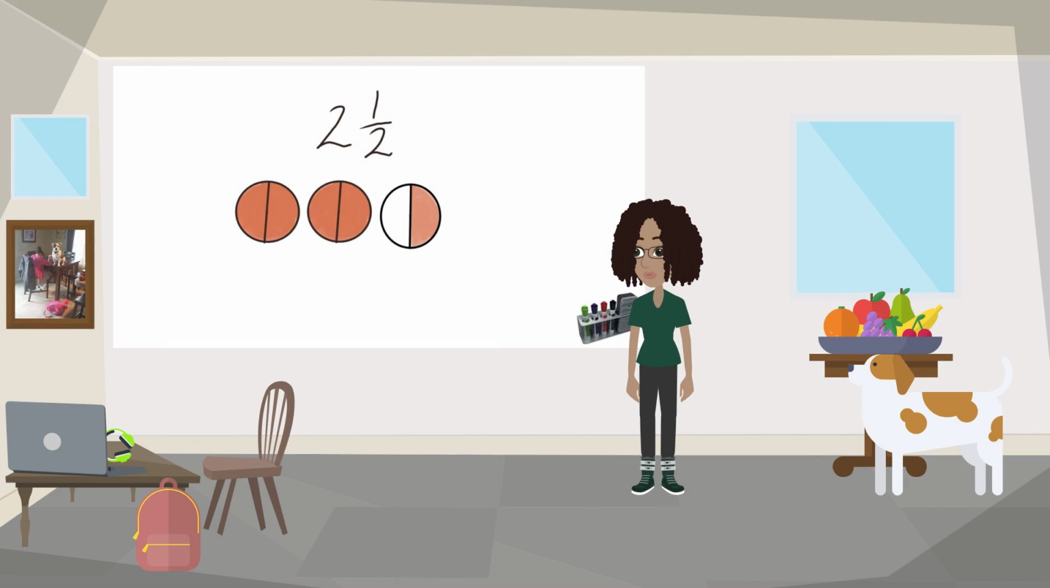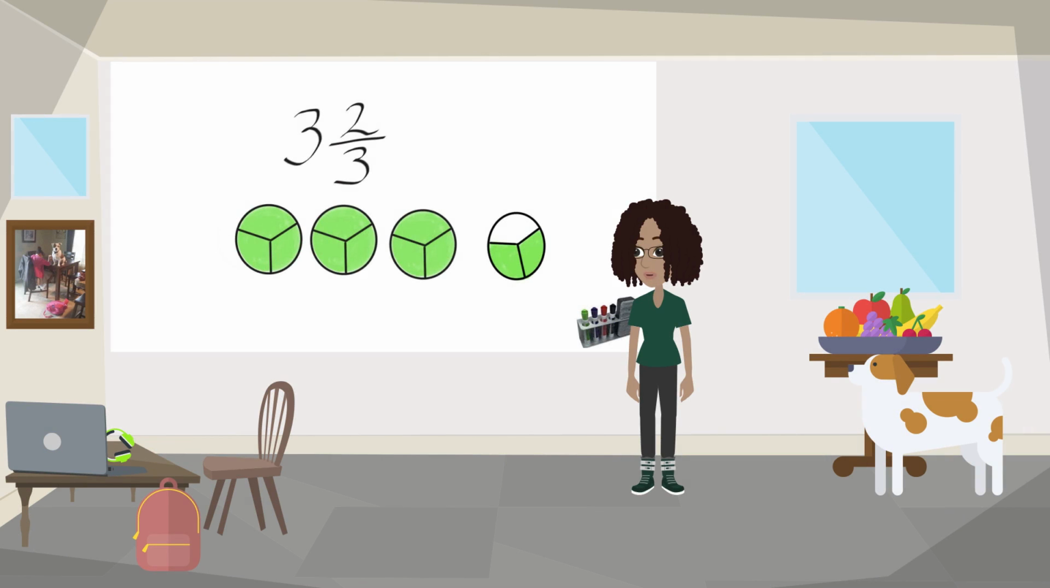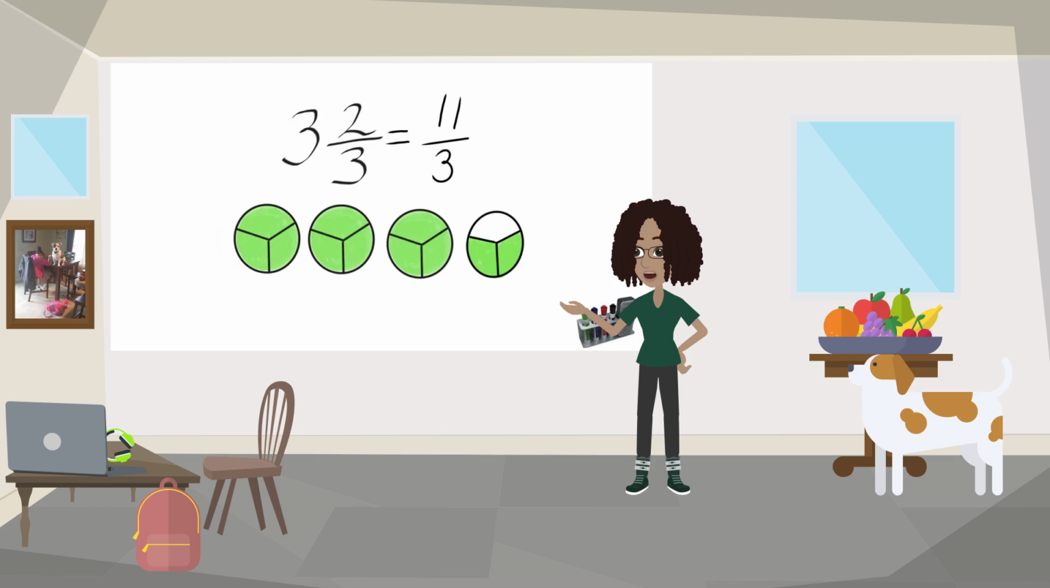Consider 2.5. There are 5 halves. 2.5 is equal to 5 halves. Let's look at one more example. Look at 3 2/3. If you count each third, you will see there are 11 thirds. 3 2/3 is equal to 11 thirds. You don't have to write visual models in order to convert mixed fractions to improper fractions. There are 4 simple steps you can follow instead.